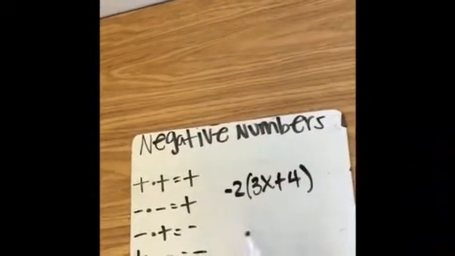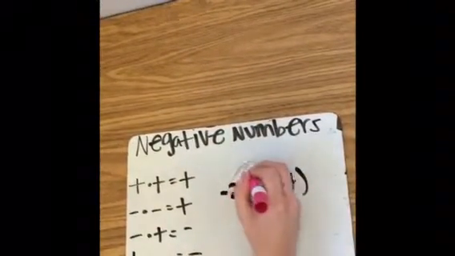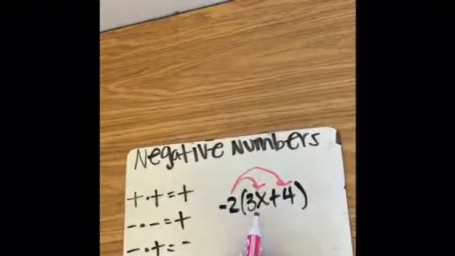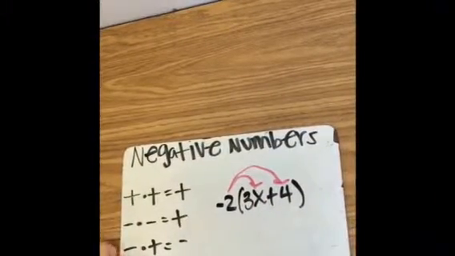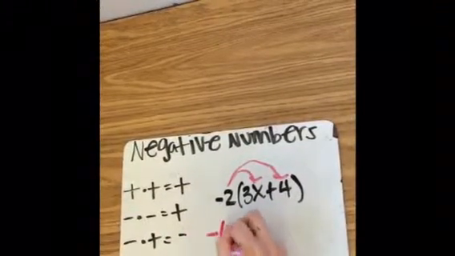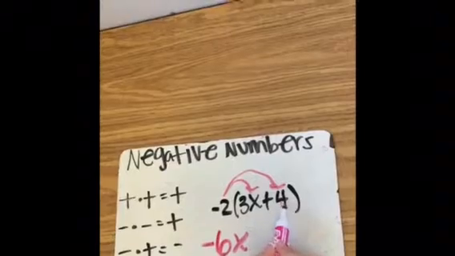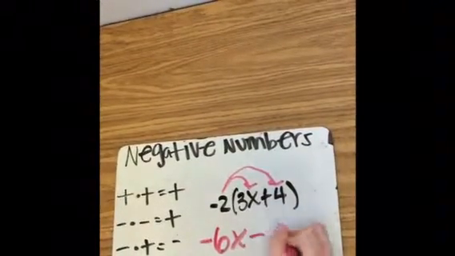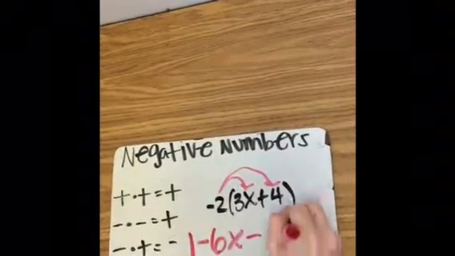So, let's work out this example. You use FOIL, or distribute. So negative 2x times 3x. So that's a negative times a positive equals a negative. So it's going to be a negative 6x. Then a negative 2 times 4 is a negative times a positive, so it's minus 8. And this is your final answer.